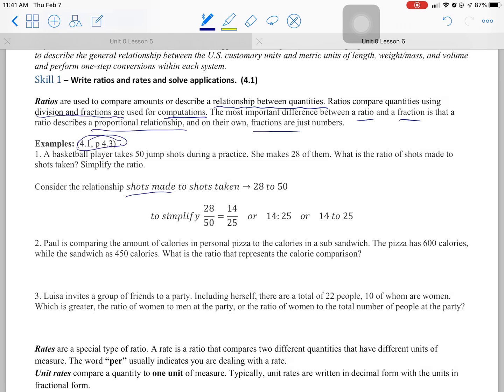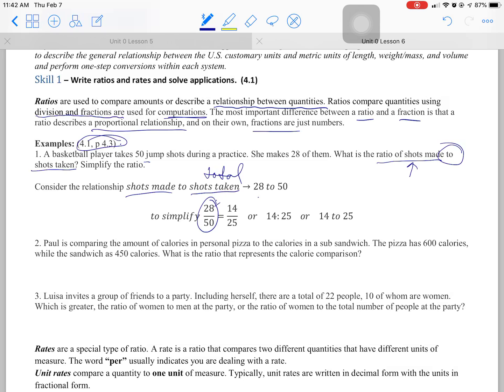A basketball player takes 50 jump shots during practice. She makes 28 of them. The ratio of shots made to shots taken. So the first thing you come to as you're reading left to right goes on the top, okay? The second thing goes on the bottom. So the first thing is the numerator. Second thing is the denominator. Shots made to shots taken: 28 to 50. So this is the total shots taken, okay? So that's the fraction right there.